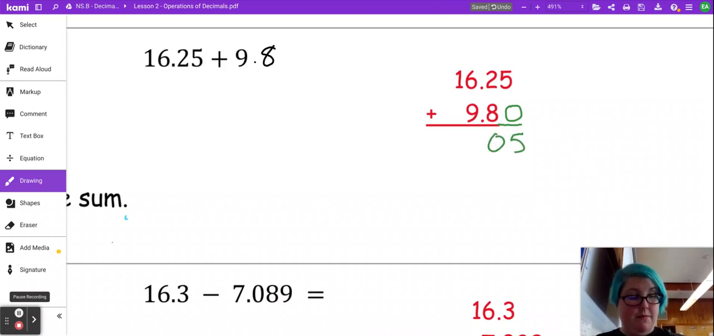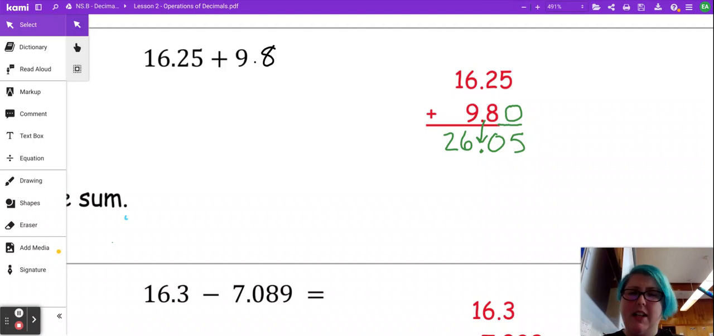I am not testing you on your addition skills. You can punch this into the calculator, but I want to make sure you bring down that decimal place. That is the biggest mistake that I see people making, is not bringing down the decimal to the right spot. All right, so that's addition.